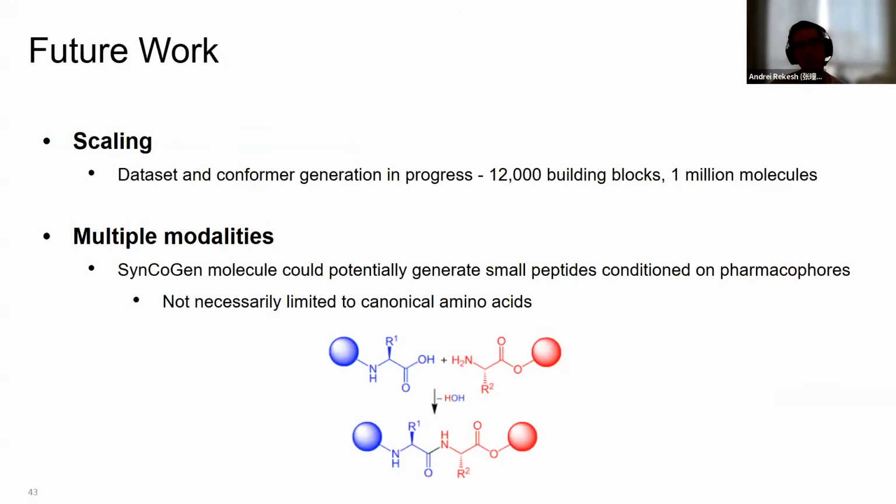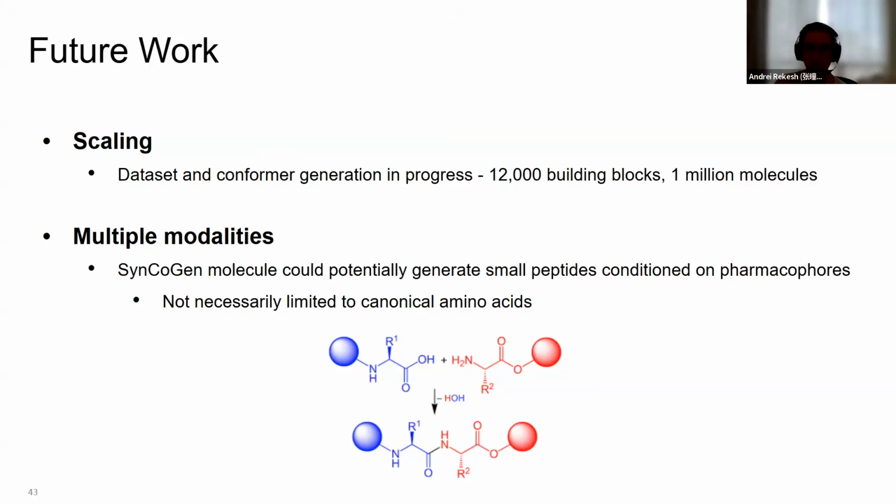So like I mentioned, we really want to scale the model to around 10,000 building blocks and increase the dataset size to potentially 1 million molecules or 5 million or more conformers. We already have a dataset for this of graphs, and conformer generation is in progress for this.